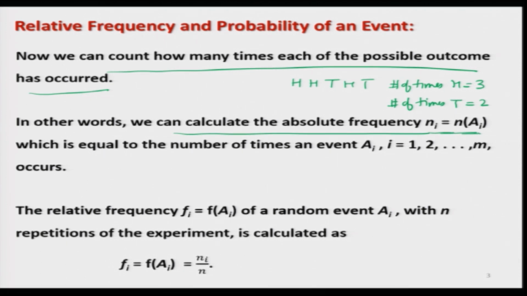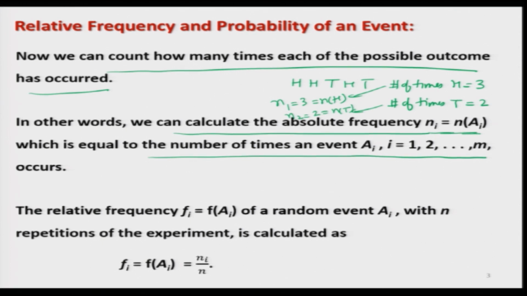So, for example, in this case I can write N1 is equal to 3, which is a function of H. And similarly, in this case I can write N2 is equal to 2, which is a function of tail, right. And so, this N(Ai) is going to indicate the number of times an event Ai occurs out of this A1, A2, up to Am.